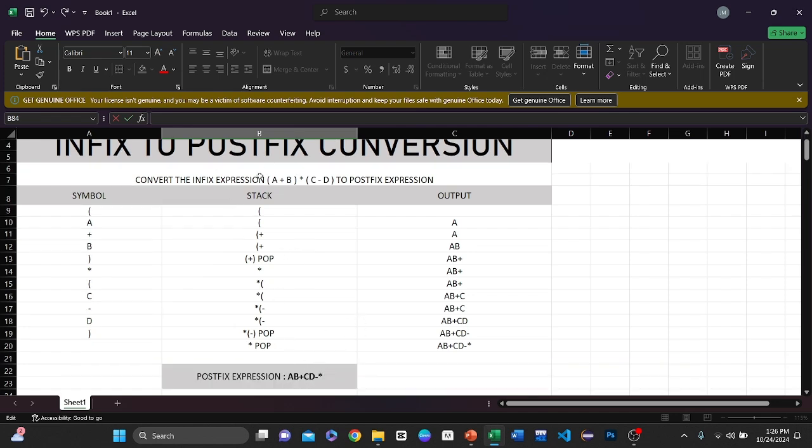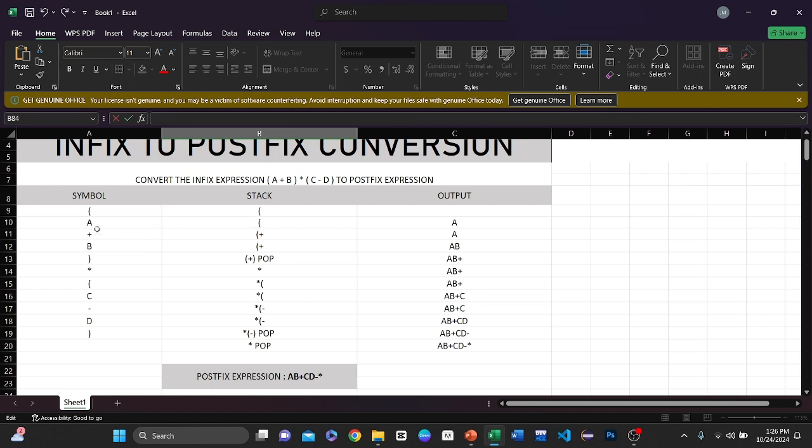Let's start with the symbols. The first symbol is the open parenthesis, which is one of the examples of operators. The operators should be placed in the stack while the operands should be placed in the output. So the open parenthesis is an operator, and we should place it in the stack. That's why nabutang na siya.